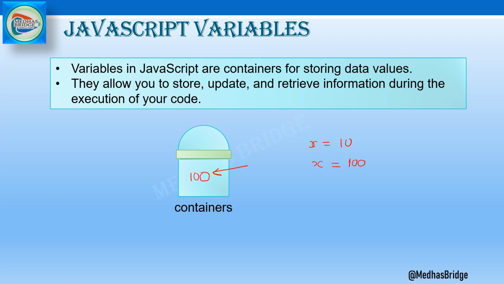You can read the value from the container. So far I think you are doing this, right? Assignment operation, storing. You read the value. Let's say I have a variable called y, and then I'm copying the content of x into y. That means what you are doing is reading the value and then storing it in y. Right?